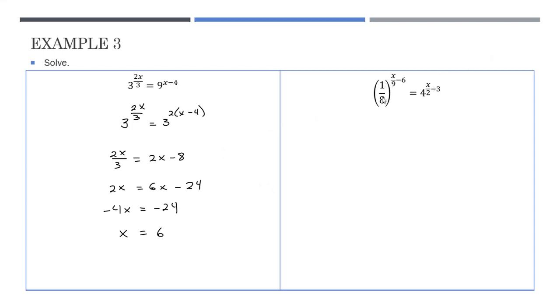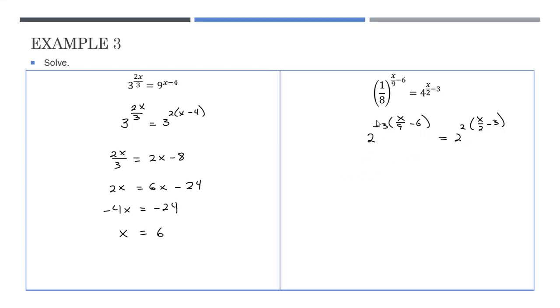So we have a base of 1 over 8 and a base of 4. Right away, I'm going to turn this into a reciprocal. So I'm going to turn it into a negative exponent. But then between 4 and 8, 2 is going to be our common base here. So this will be 2 cubed. But because I am reciprocating it, it's going to be negative 3. And so I still have x over 9 minus 6. And that's equal to 2 to the power of 2. And then we still have that x over 2 minus 3.